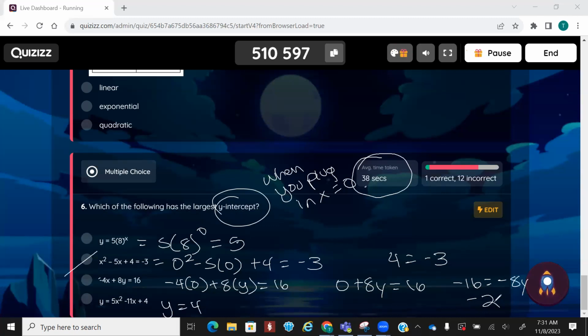So is 5, -2, or 4 the biggest? 5, -2, or 4? Okay, 5. We should have been in that one. You thought it was C? But that gives us -2 when we plug in, and it wants us to have the largest one.